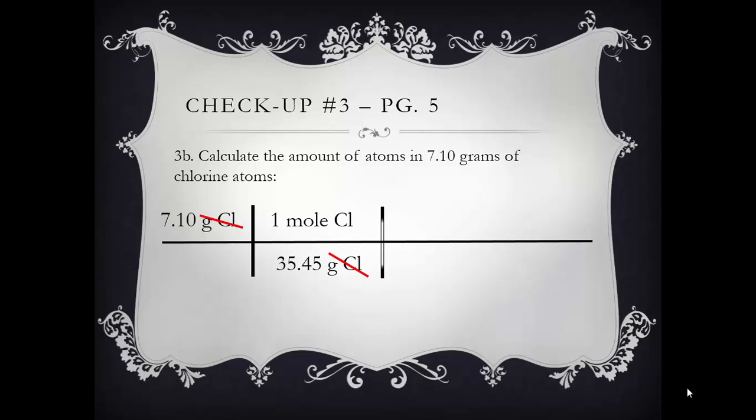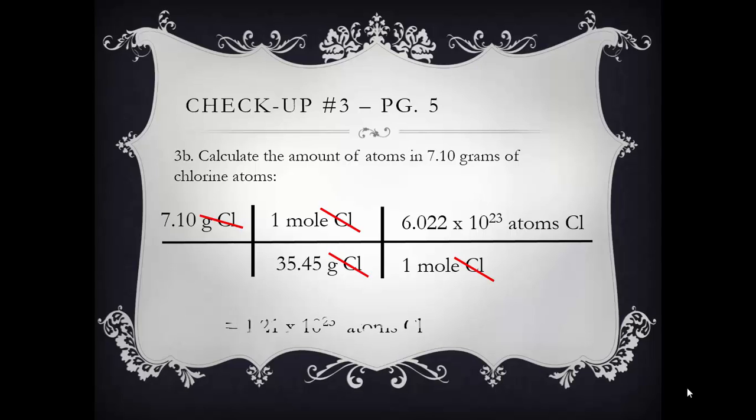So we continue our DA. We have to put moles on the bottom. And since we're going to atoms, which is very, very tiny, we need a very, very big number. And that is Avogadro's number, 6.022 times 10 to the 23. Moles cancel out. Do your multiplication, which would be the two top numbers of 7.1 and Avogadro's number, and divide by the mass of 35.45, and you get 1.21 times 10 to the 23 atoms of chlorine.